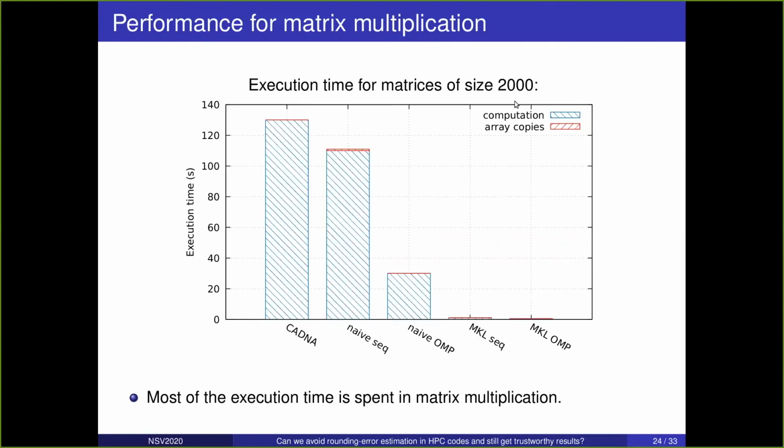Here you have the execution time for matrices of size 2000. In blue, you have the computation time due to the multiplications, and in red, the time due to the array copies. And you can see that most of the execution time is spent in matrix multiplication.